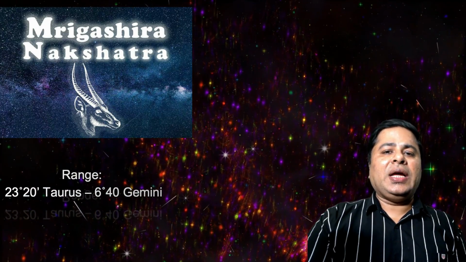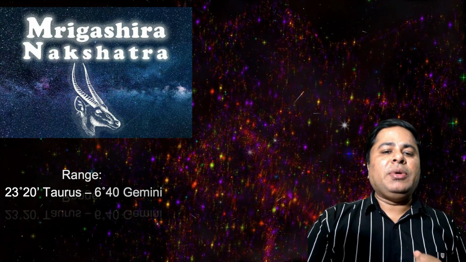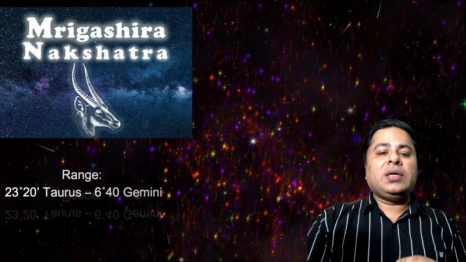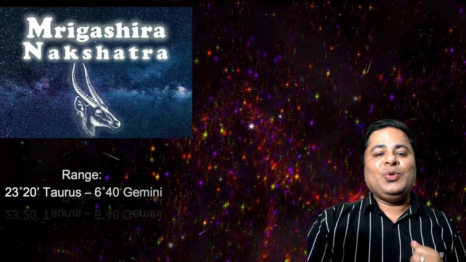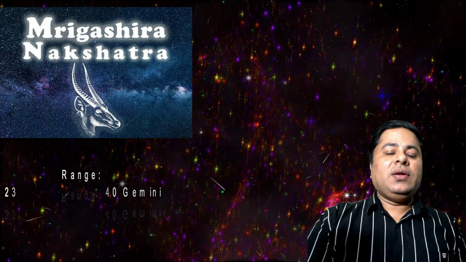Now come over to the fifth nakshatra, Mrigashira. Its range is 23 degrees 20 ansha of Taurus to 6 degrees 40 ansha of Gemini. Ruling planet is Mars. Deity Soma, Moon. Guna Tamas. Symbol deer head. Now comes over to the characteristics.